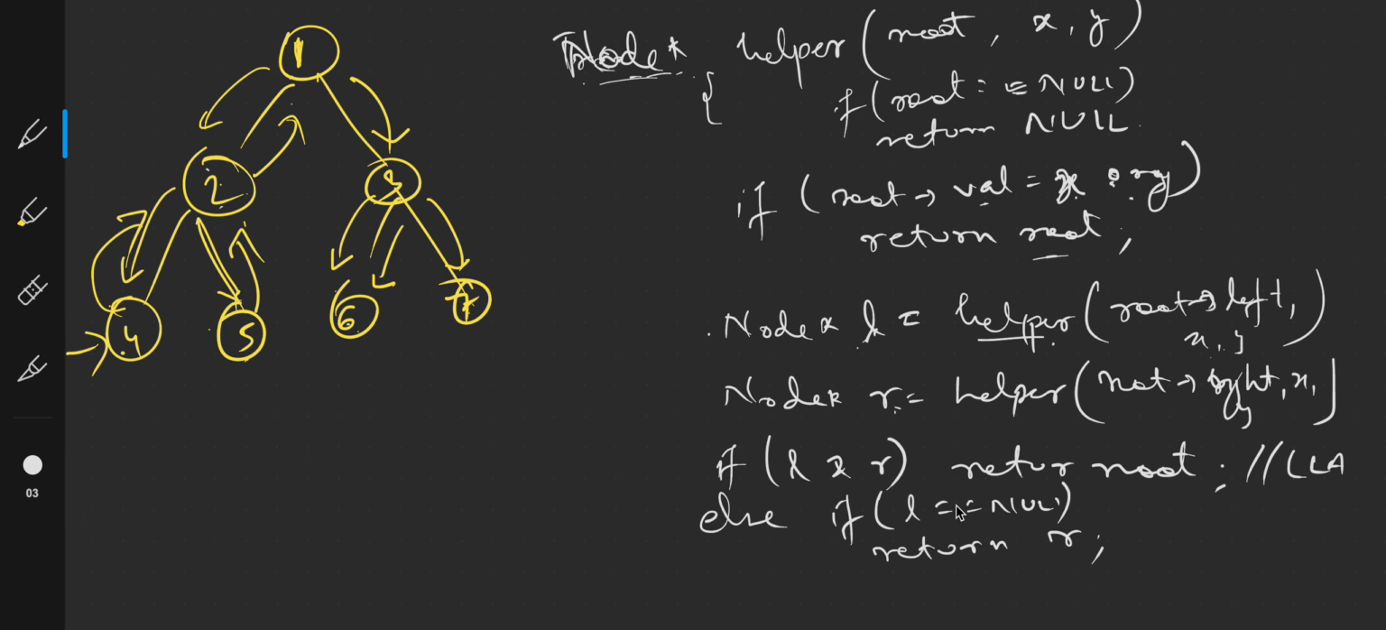Why will we return R? Because there is a possibility, like suppose, let's take an example. We have to find the LCA of 5 comma 6 in this tree. Okay, so what will happen is when we come here and we see that root's value is equal to x, we'll return root here, right? We will return 5 here, and here at 2 we'll return null from here because it's not equal to x or y.